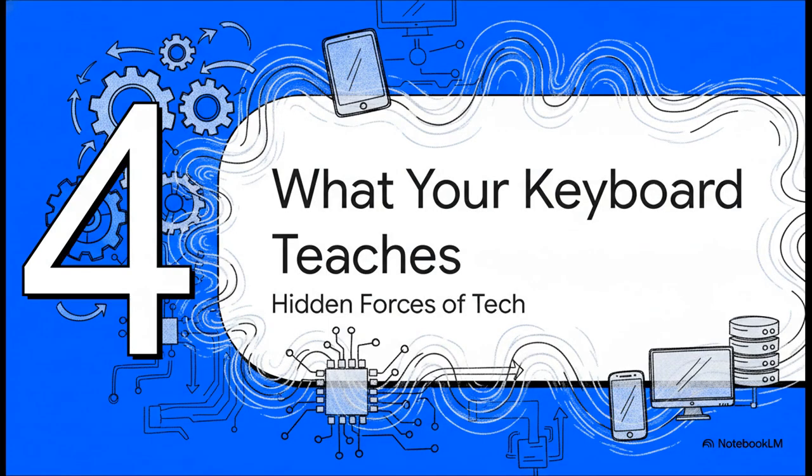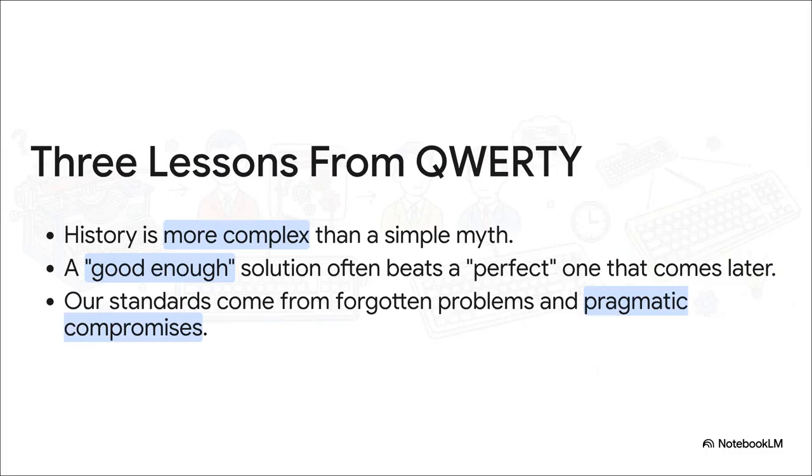So, after all that, what do we actually learn from this whole battle for the keyboard? Well, it's about way more than just where the letters are. It's about the hidden forces that shape all the technology in our daily lives. So what's the takeaway? First, that the real story is almost always more complicated and way more interesting than the simple myths we tell. Second, that a good enough solution that shows up at just the right time often beats a perfect one that comes way too late. And finally, it's a great reminder that the invisible standards all around us are usually the result of forgotten problems and some really pragmatic compromises.